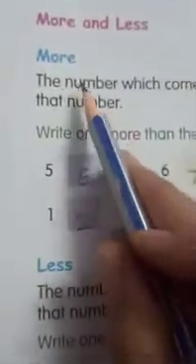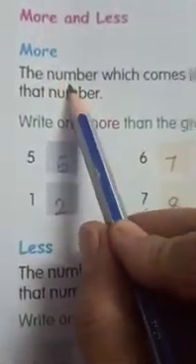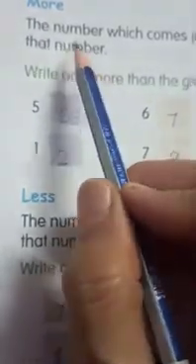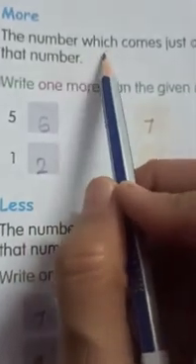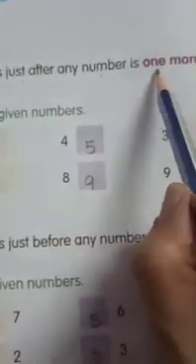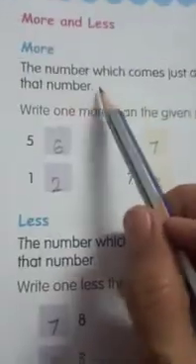Next, more and less. What is more? The number which comes just after any number is one more than that number. What is more, children? The number which comes just after any number is one more than that number.